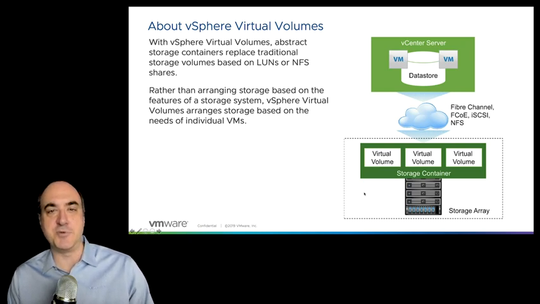So the one big difference between virtual volumes and virtual SAN is that virtual volumes is all external storage. vSAN, it's all local direct attached storage. So as we see in our picture, vVols or virtual volumes work with Fibre Channel over Ethernet, iSCSI, NFS, your typical external storage configurations.